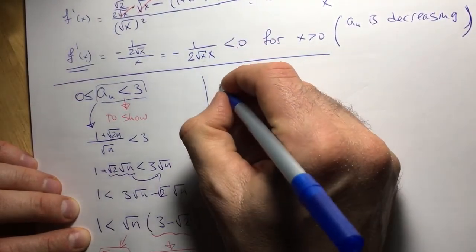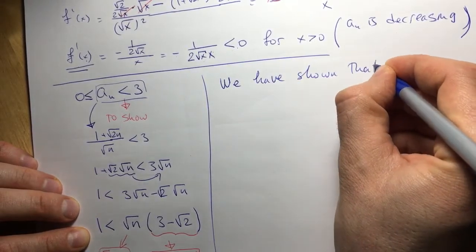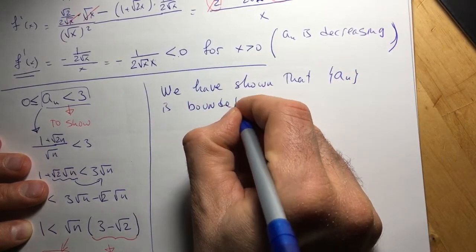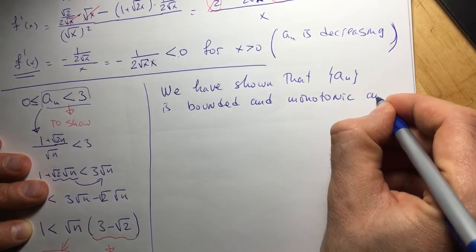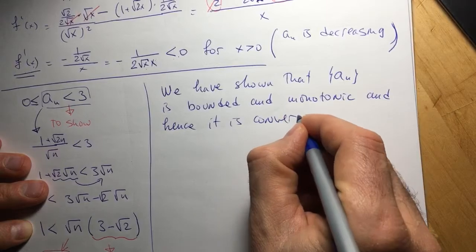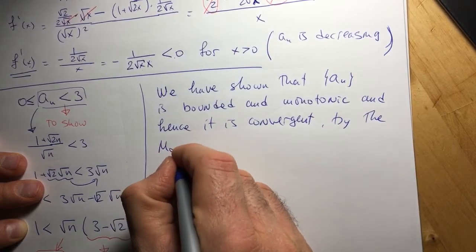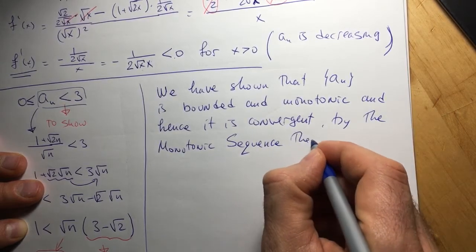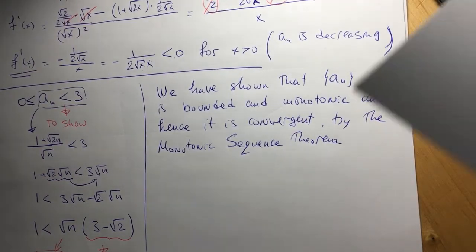So here you can say that we have shown that the sequence is bounded and monotonic, and hence it is convergent by the monotonic sequence theorem.